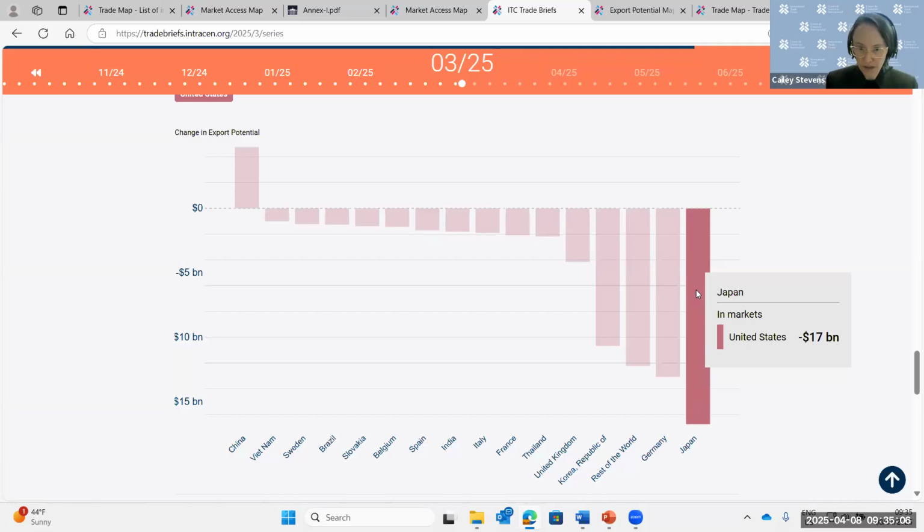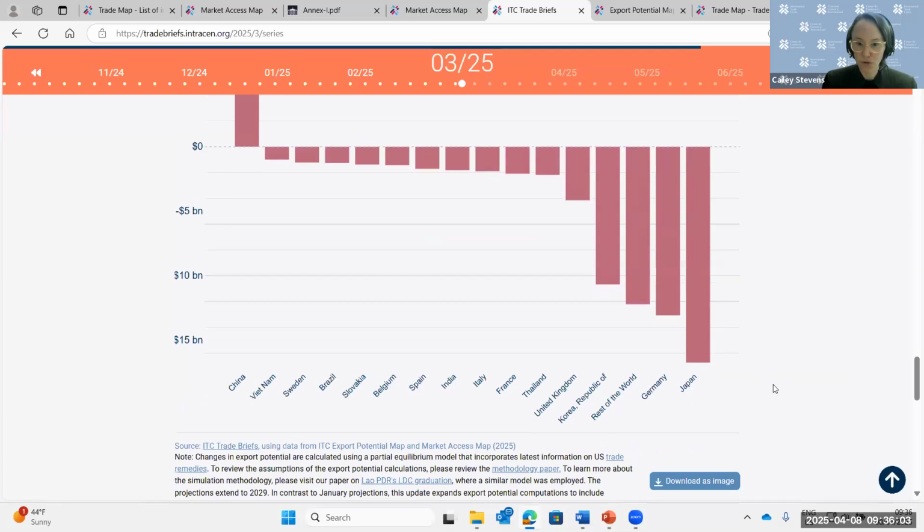So in this case specifically, we are using a partial equilibrium model that models the effect of the change in these tariffs. So we look at what export potential would have been in the US market in the absence of these tariffs, and then we look at what export potential would have been in the US market in the presence of these tariffs. So that change in tariffs in the US market is leading to a $17 billion loss for Japan in the US market in the cars and parts sector by 2029. And for Vietnam, in the case of steel and aluminum, it's leading to a loss of about $7.4 billion in the steel and aluminum sector in the US market by 2029.